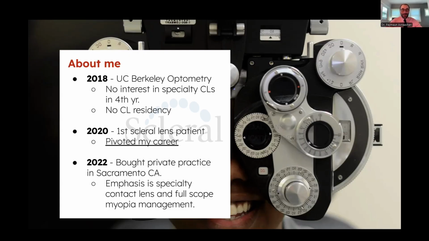So I've just grown to have a huge passion for specialty contacts. It took me some time after school to figure it out, but I still feel very lucky to be able to do it. And now we're fortunate to have lots of cases of scleral lenses and myopia cases in our office. So that just shows a little bit about me.